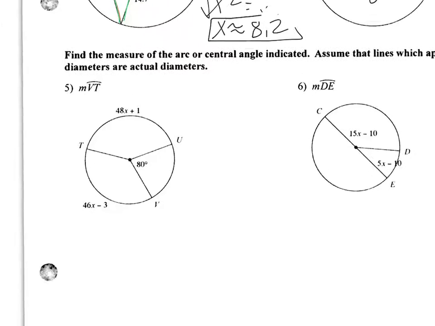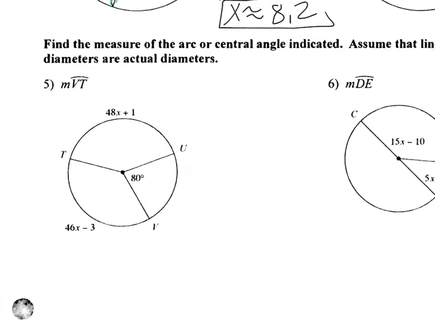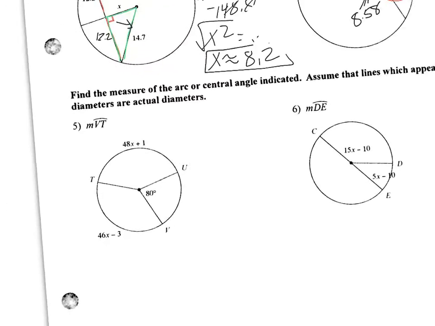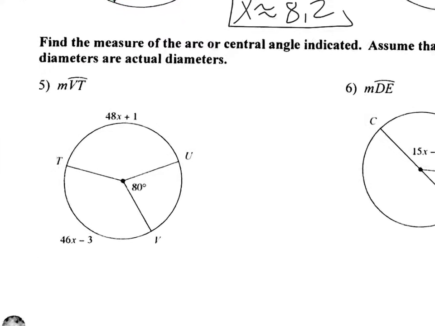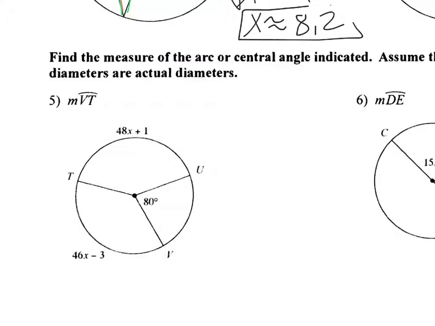All right, let's do this next one. Find the measure of the arc or central angle indicated. Assume that lines which appear to be diameters are actually diameters. Okay, so again, this is kind of a review. We've done this before already in the previous lesson. Remember, if that's 80, then that means this right here is also 80. So if I take this one and this one and this one together, all three of them make the whole circle, which is 360 degrees.